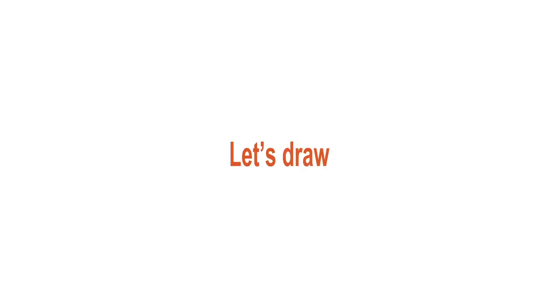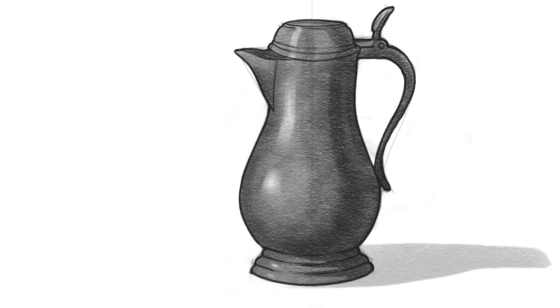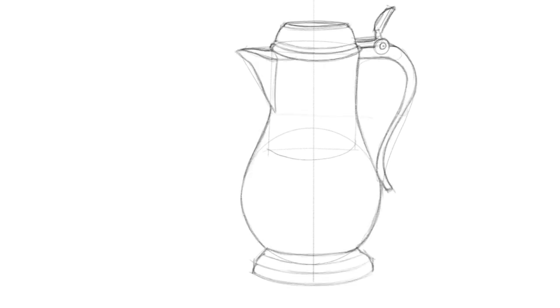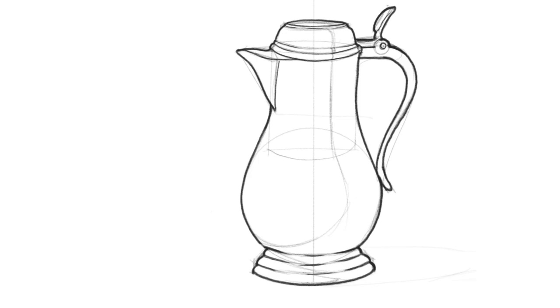Let me show you a quick demonstration of drawing using the simple forms. We're going to draw this water jug. We'll start by constructing the drawing using the simple forms to set up the general sizes and shapes of the water jug. Then we'll work on the contours and details to finish the sketch. All right, let's get started.